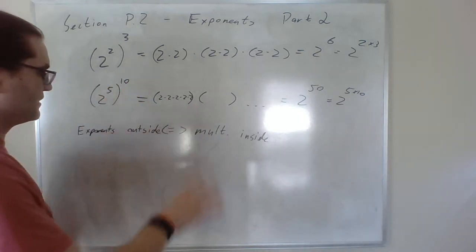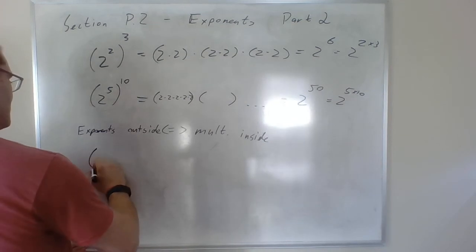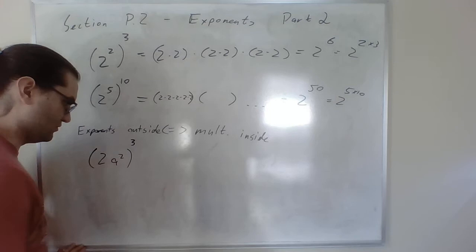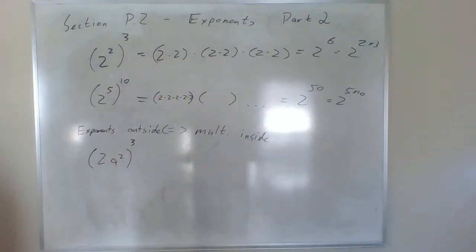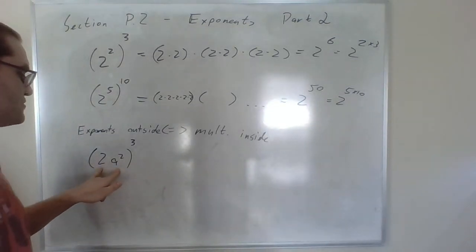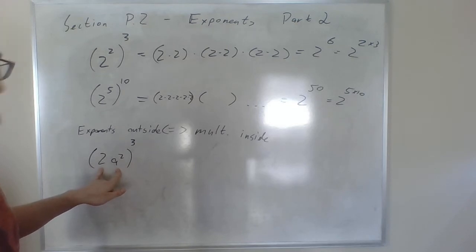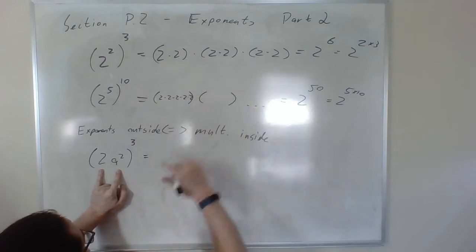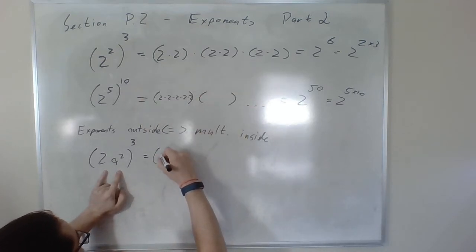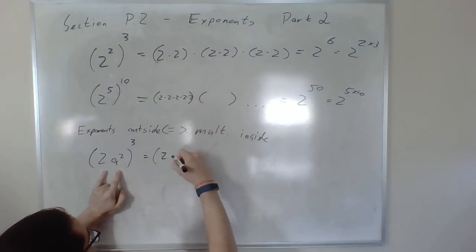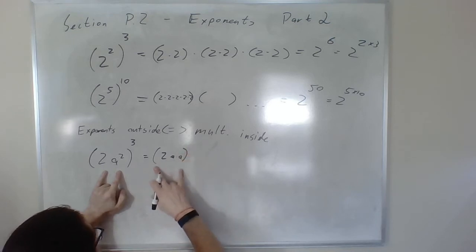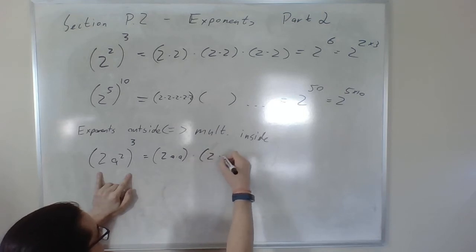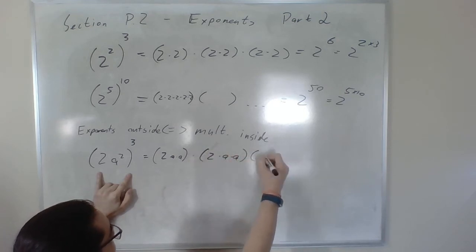Where this is going to get a little weird is where you have things like 2a squared cubed. This gets weird because now there's 2 things in here. So I'm going to write this one out like I did this top one. This is going to give me 2 times a times a. This is what's inside the parentheses here. And I have 3 of them.